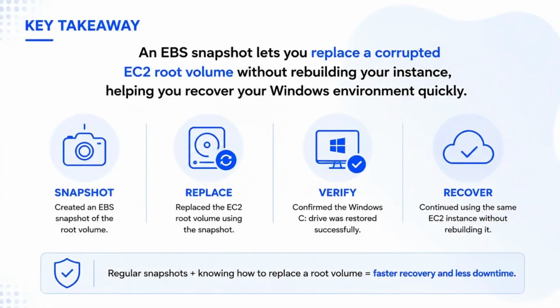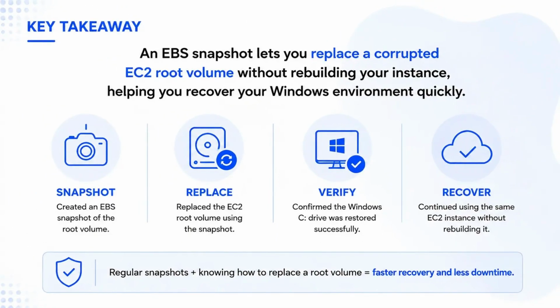Creating an EBS snapshot is only the first step. Knowing how to replace your EC2 root volume allows you to quickly recover from unwanted changes without rebuilding your server from scratch. It's a simple feature that can save a lot of time when something goes wrong.